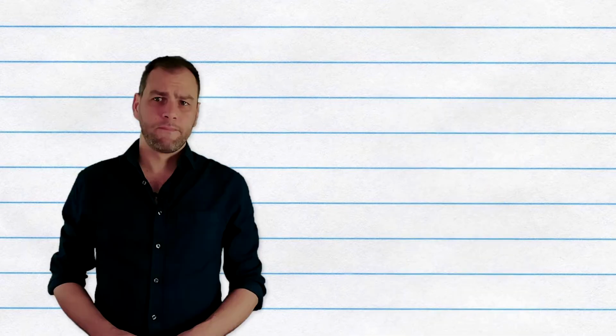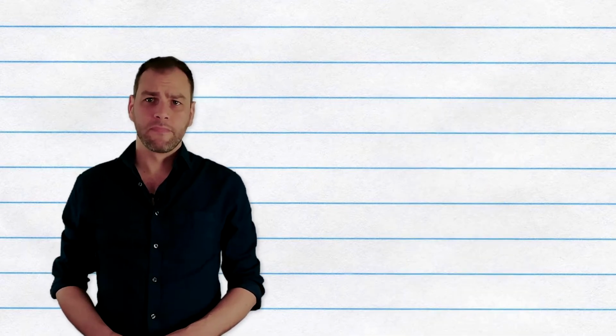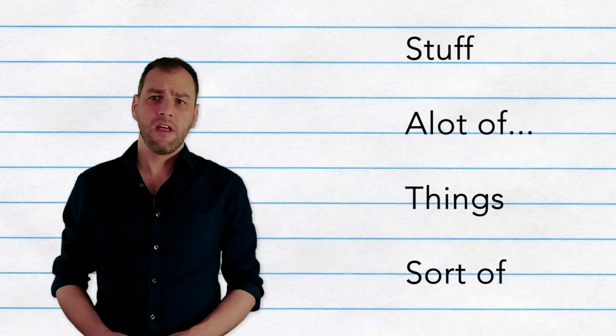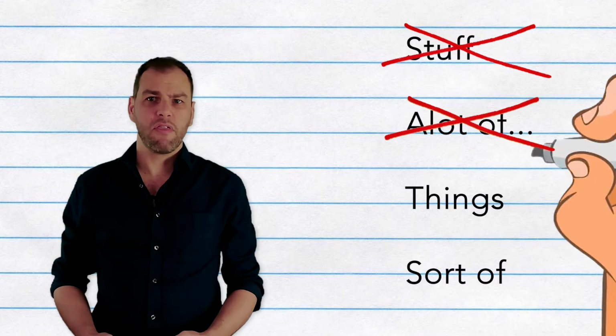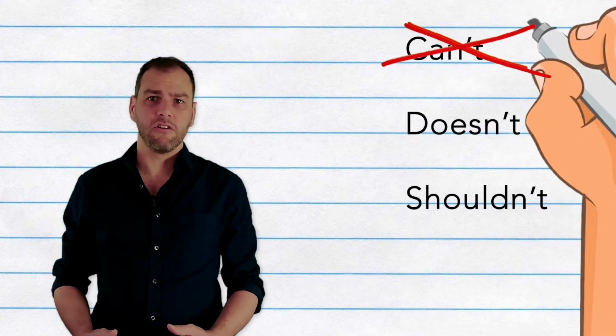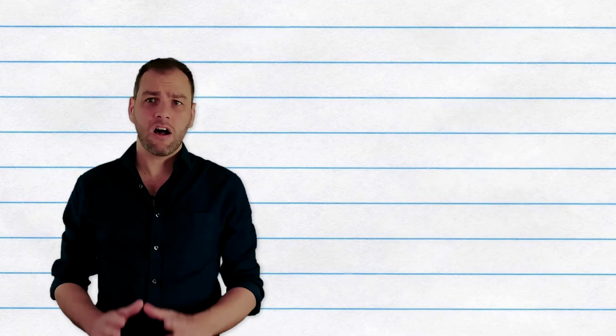Formality. Academic writing is also normally rather formal. In general, this means in an essay you should avoid colloquial terms such as stuff, a lot of, thing, sort of, and any kinds of abbreviations like can't, doesn't, shouldn't. You should also avoid asking questions. An essay should answer questions, not ask them.